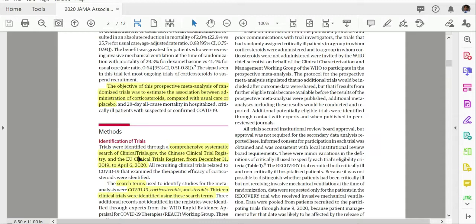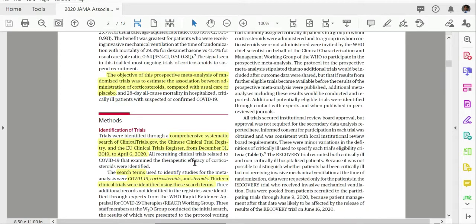They used clinicaltrials.gov, the Chinese Clinical Trial Registry, and the EU Clinical Trials Register. So they mainly focused on trial registries because this was early on in the COVID-19 pandemic, and at this point there weren't that many publications. So in their study, rather than looking at published studies, they had to contact the researchers who were conducting these studies and get some data from them. And we'll look at that a little bit as well.